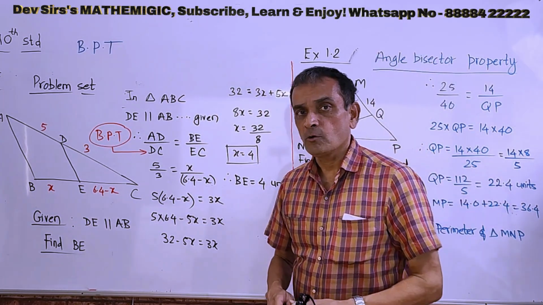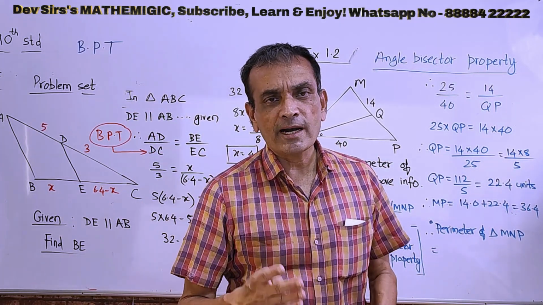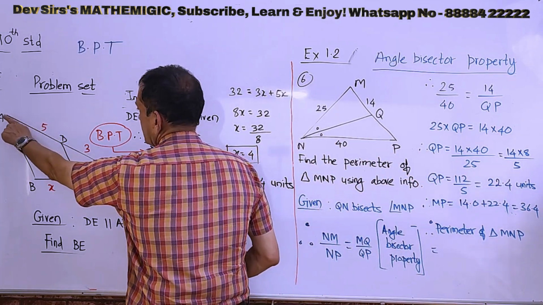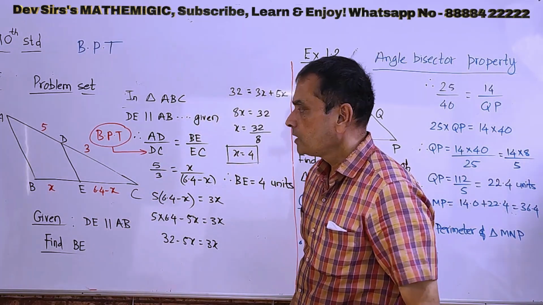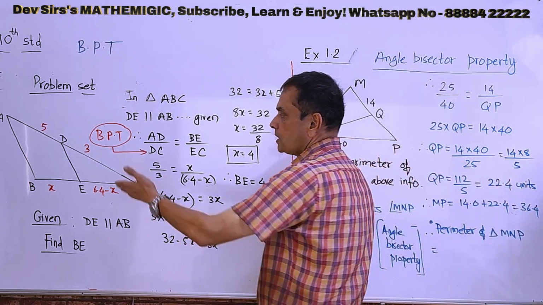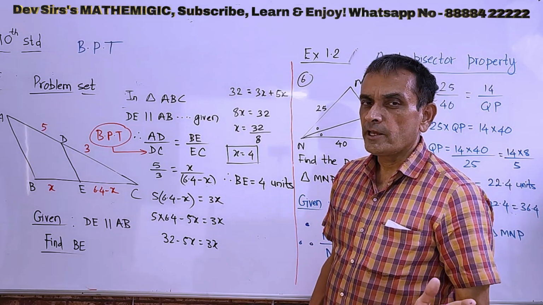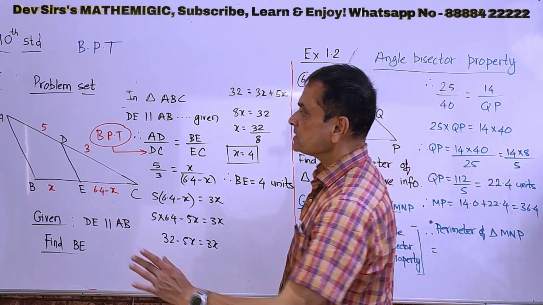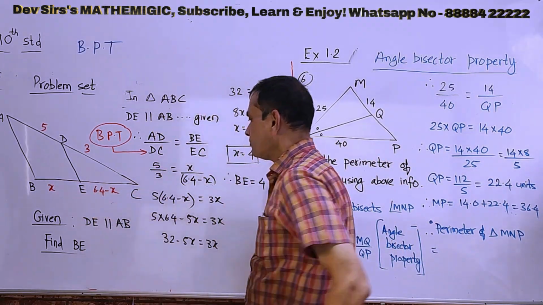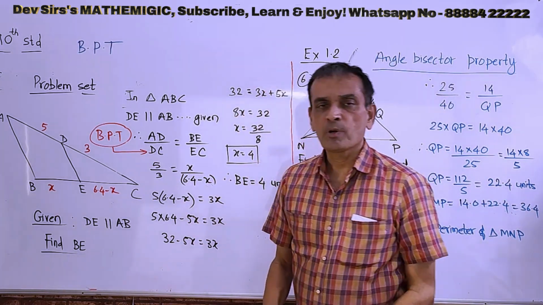So how do you use BPT now? Because DE is parallel to AB, which four parts are equal? You can start from any one side. AD upon DC is equal to BE upon EC. Look again, because DE is parallel to AB, the ratios of the two parts are equal. First part is AD upon DC is equal to BE upon EC. Reason: BPT, basic proportionality theorem.